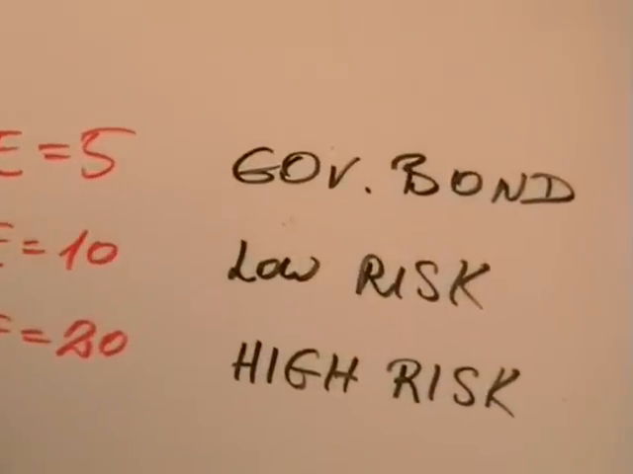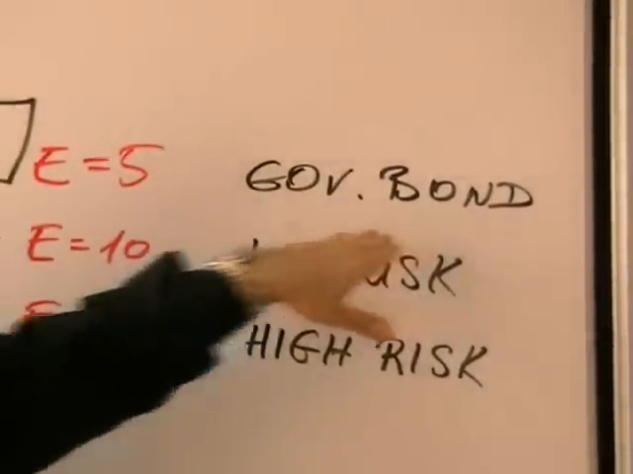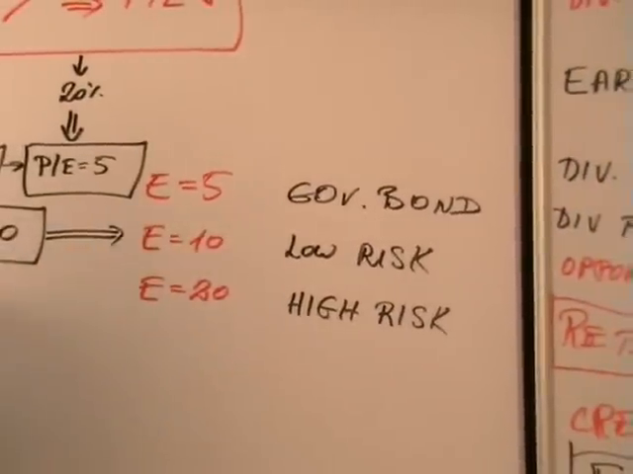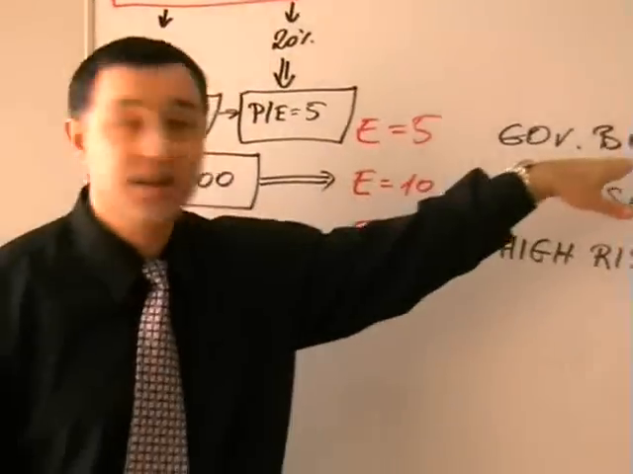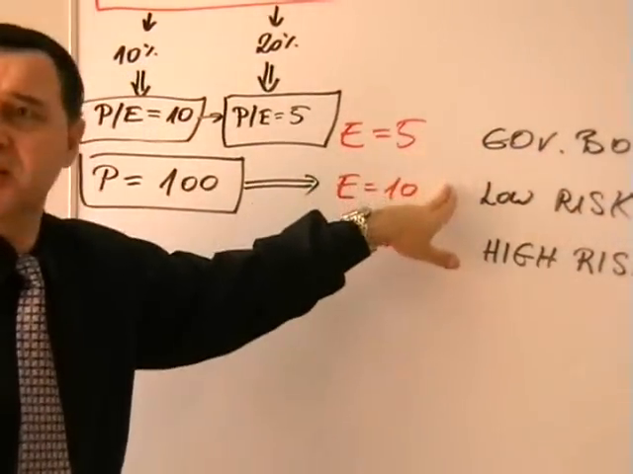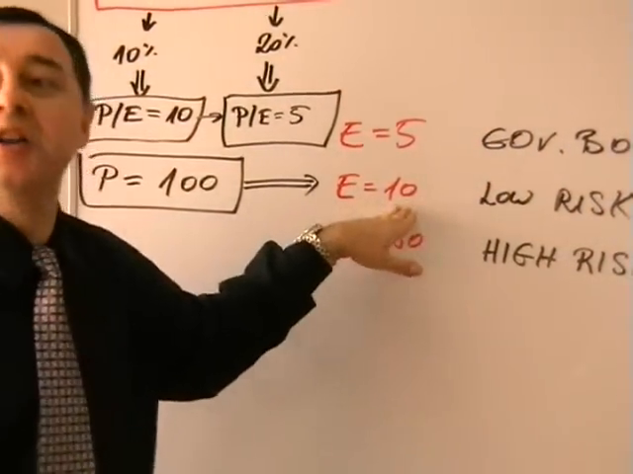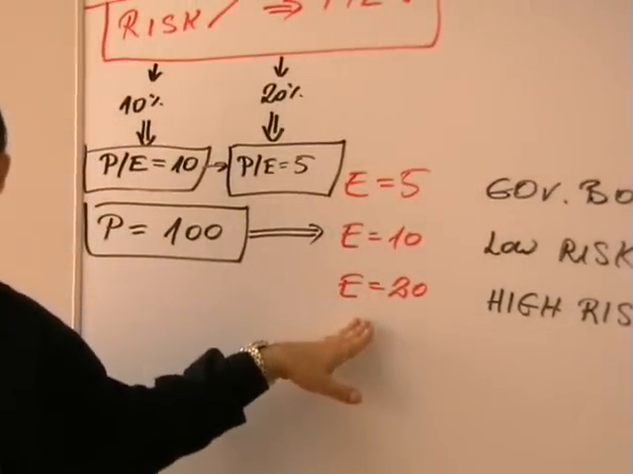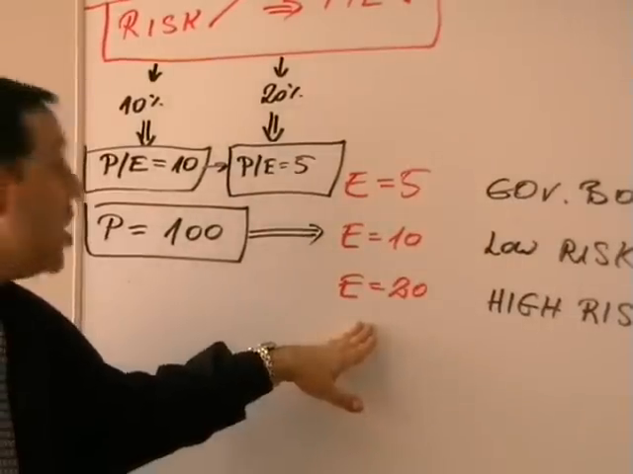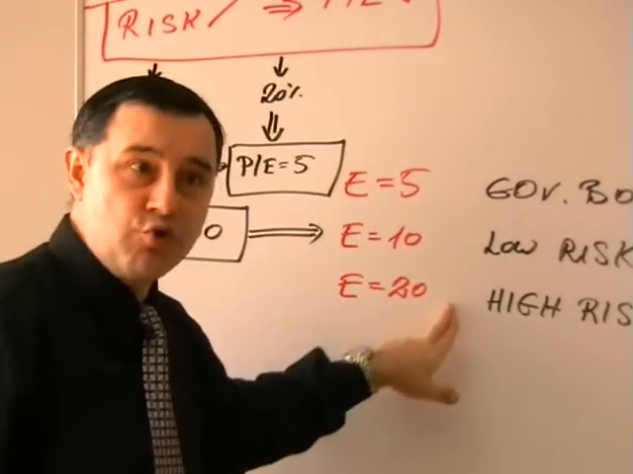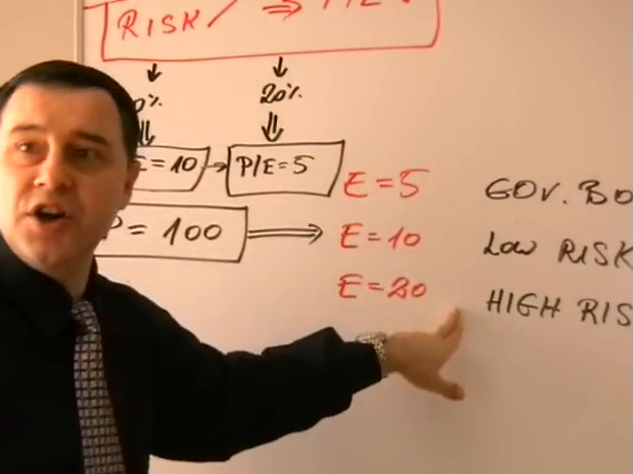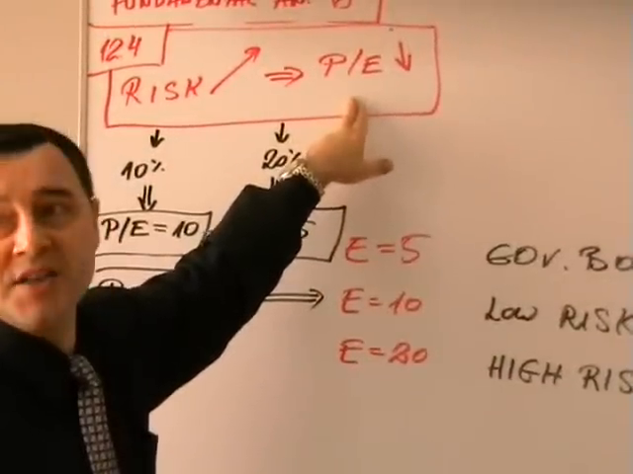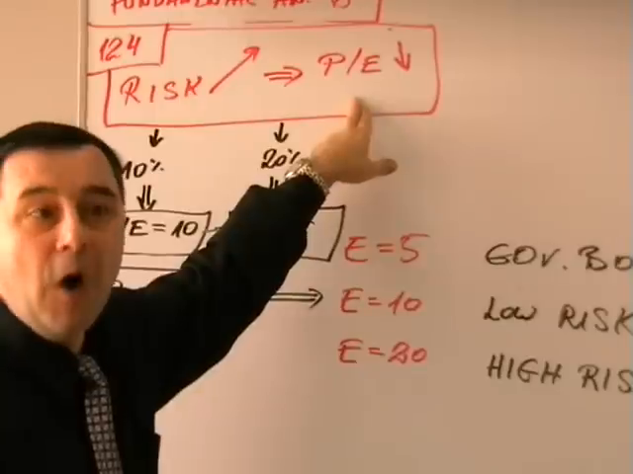So if the price is 100 for a government bond, that saves me the $100 for my opportunity cost at the given risk. You increase the risk a little, I'll require a little higher earnings. You increase the risk a lot, I'll require a lot higher earnings. As risk rises, the required earnings rise, and therefore the price earnings ratio must necessarily fall.